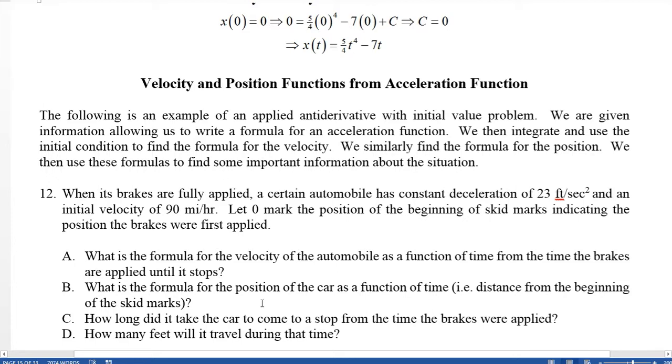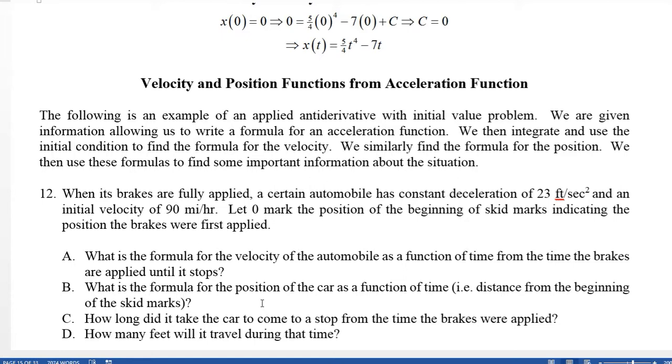And so here are some of the questions that we want to ask. What's the formula for the velocity of the automobile as a function of time? And we could say, what's the formula for the acceleration as well? What's the formula for the position of the car as a function of time? In other words, the distance from the beginning of the skid marks. How long did it take the car to come to a stop once he applied the brakes? And how many feet will it travel during that time?